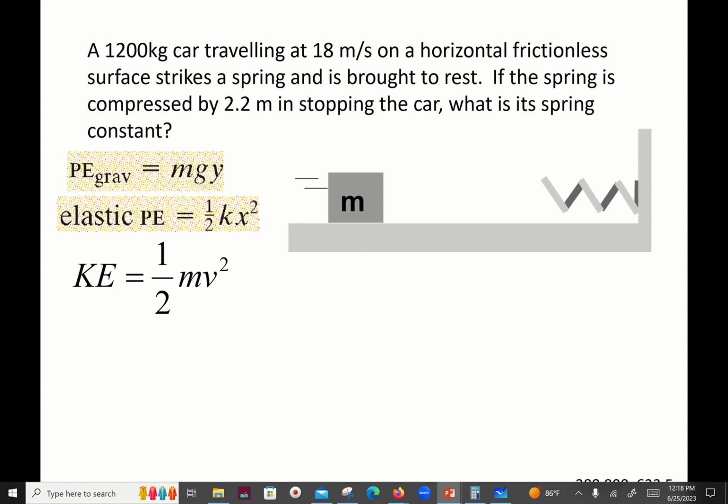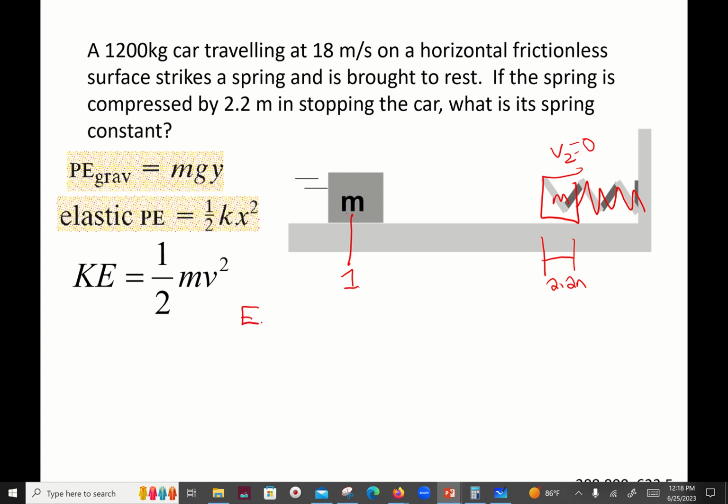So the 1,200 kilogram car comes along at 18 meters per second, no friction, so that means the total energy is the same. And then the spring is compressed by 2.2 meters and the car stops. So let's say at point 1 is where the thing is moving, and then point 2 is where it's compressed the spring in by a distance of 2.2 meters. And V2 is 0. Okay, so what's my energy at position 1?